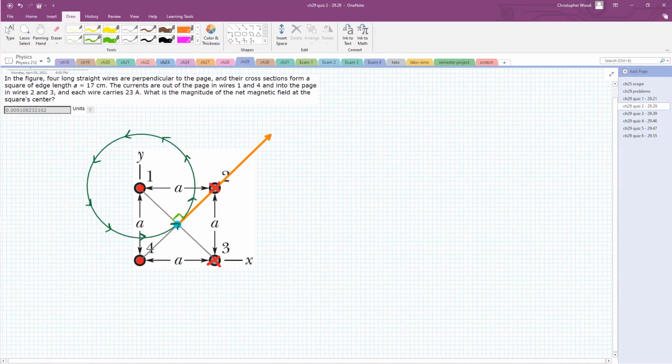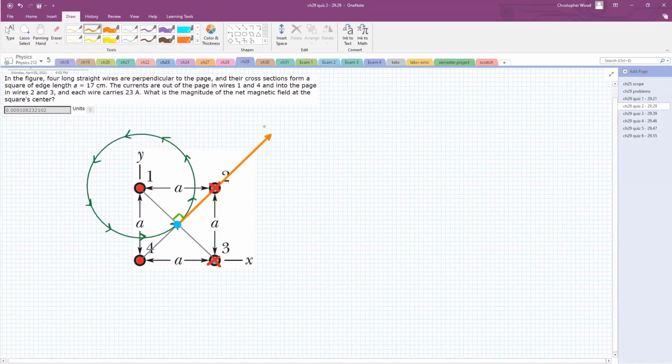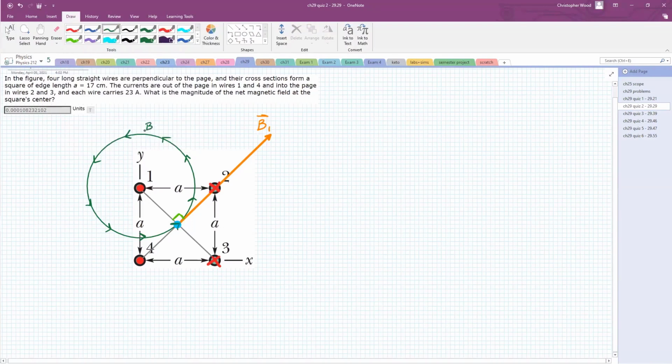Tangent to that arc means it's perpendicular to that radius at that point. So this field vector needs a name, and this is going to be the magnetic field at point P created by current flowing through wire 1. So that's the B1 vector as opposed to the B1 field. This is the magnetic field, this is the B1 field. This is the B1 vector. Okay.